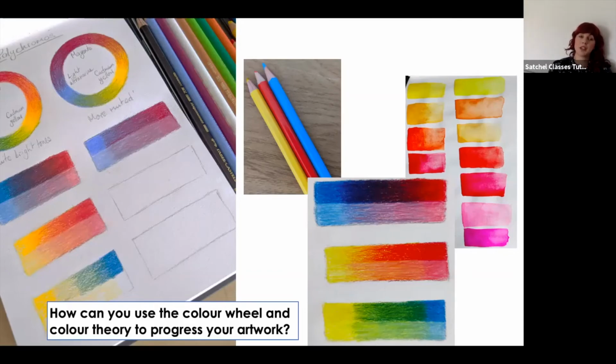Practice with your colours. Practice layering them on top of each other. Practice with the different tones of colour that you can find. And then if you want to progress further than that, have a look at using some paint, maybe some watercolours, because with watercolour, you can add more water to create a lighter tone.